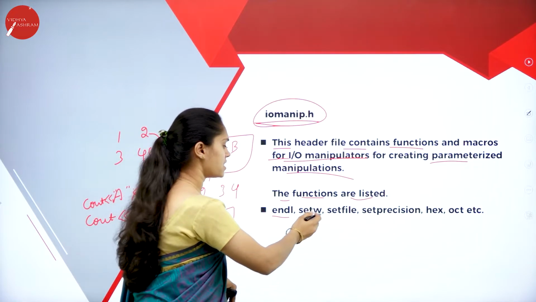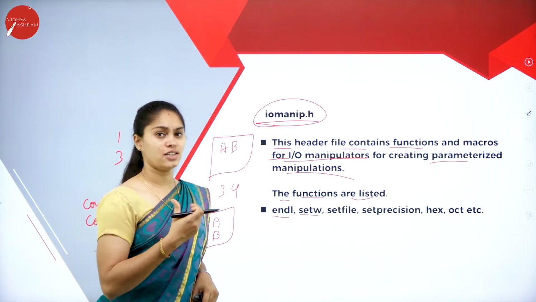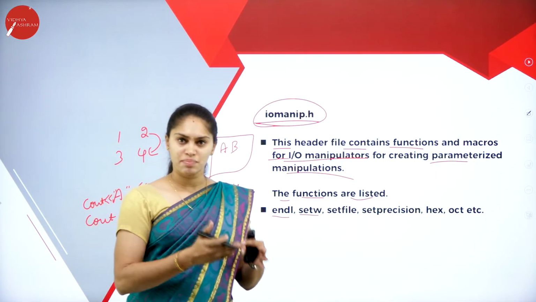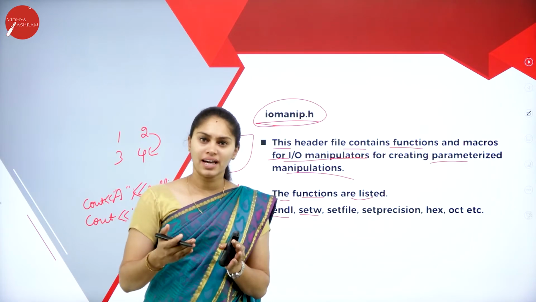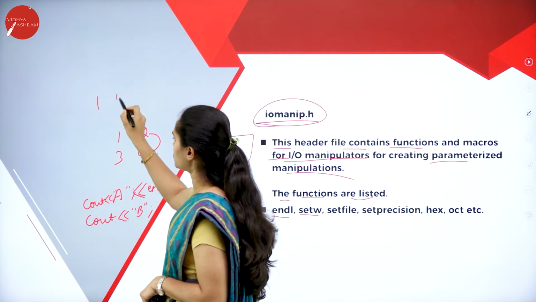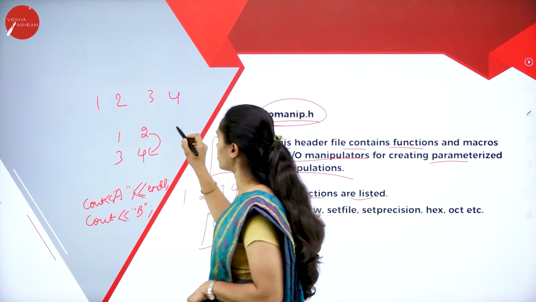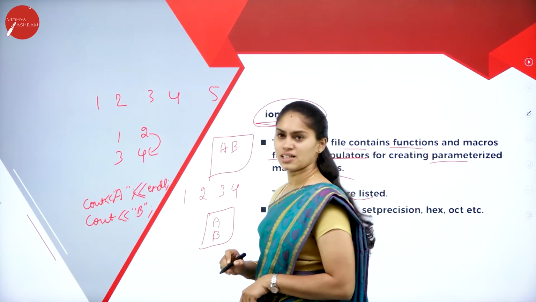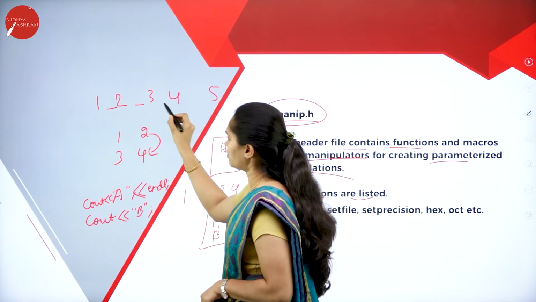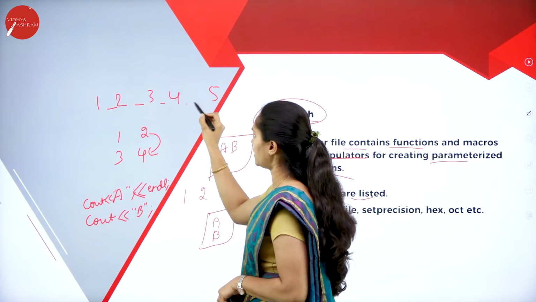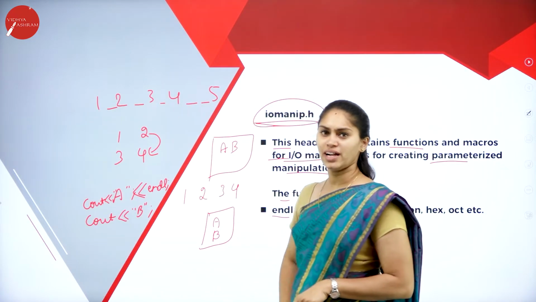And we have setw, which represents set width. What must be the space between one value and another value? For example, if I just wanted to display 1, 2, 3, 4 and I wanted to display like this, there is some equal space between 1 and 3, but I wanted to give 2 spaces between 4 and 5.